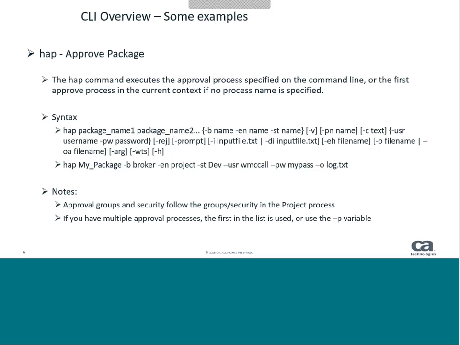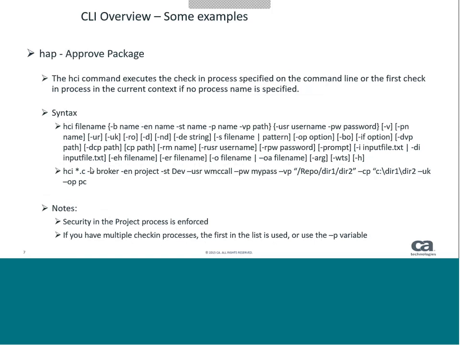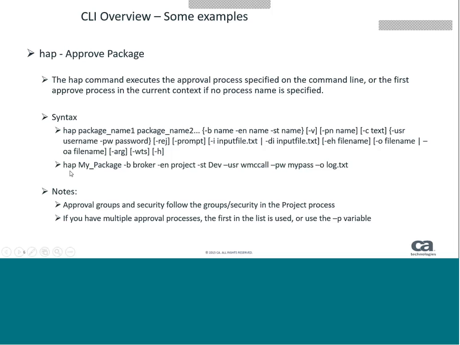And in the syntax, under syntax, in this case, the HAP is the name of the program. In this case, I'm going to approve a package called my package. I'm going to do it against the broker, in this case called broker. And minus B, you'd put in the broker name. Minus EN, we'd put in the project name. Minus ST is the state, you put in the state name. And in this case, I'm putting in the minus user and minus password. You can put this right into the command line utility. And then I'm going to have an output file created as well. So I'm going to have a log file created.